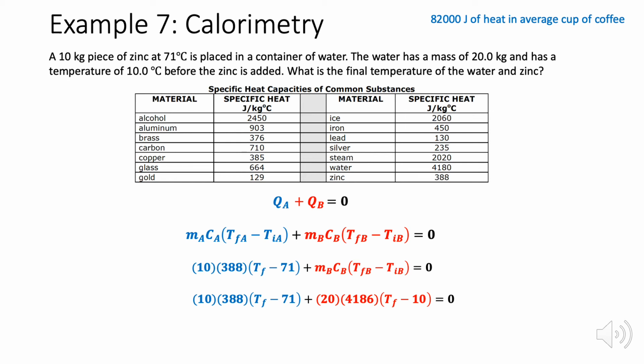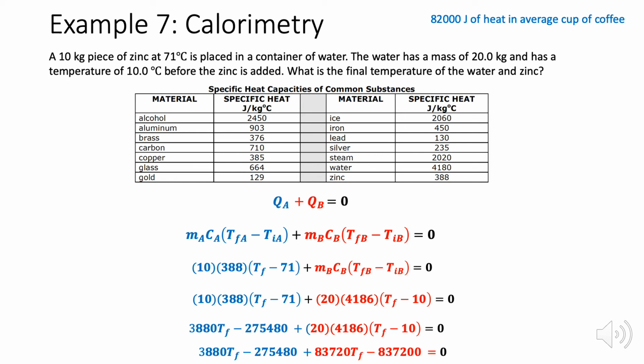The next thing I want to do is just distribute. So I'm going to do 10 times 388 times Tf, then 10 times 388 times negative 71, which will give me negative 275,480. And then I'm going to do the same thing for the water. I'm going to do 20 times 4,186 times Tf, which gives me 83,720 Tf, minus 20 times 4,186 times negative 10.